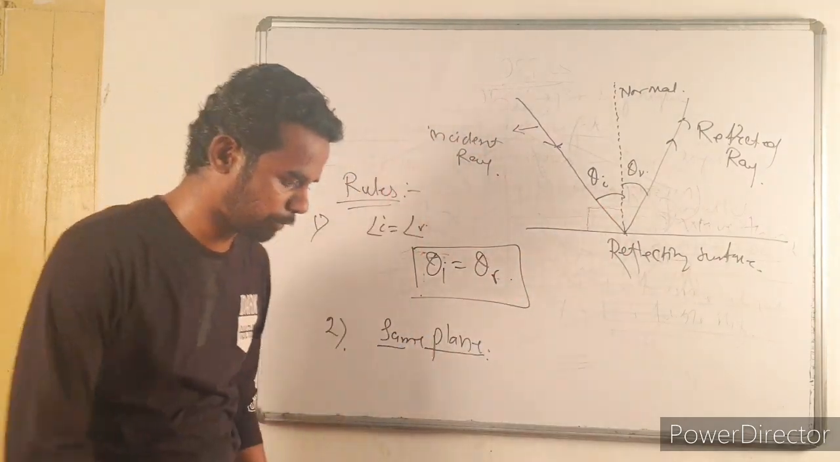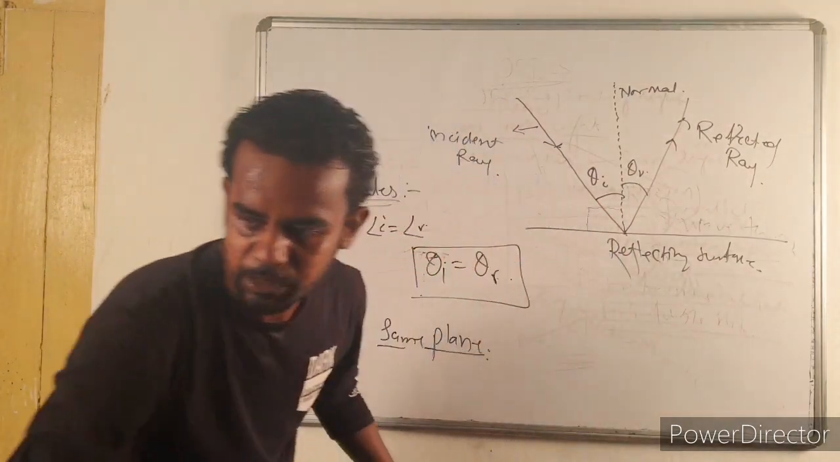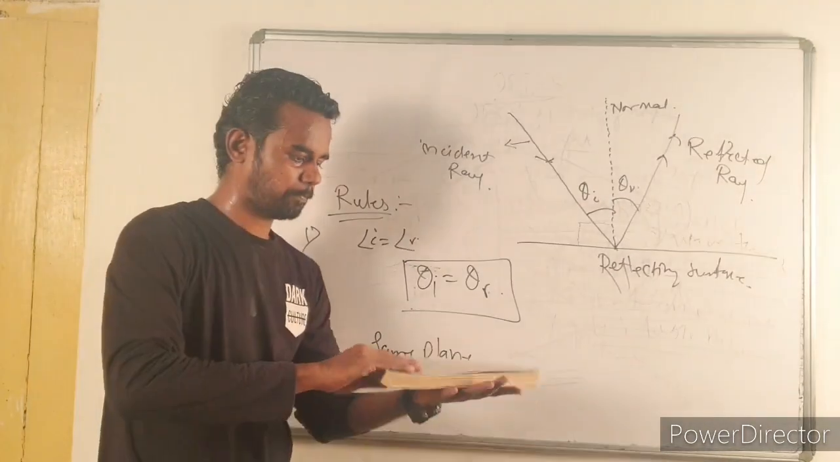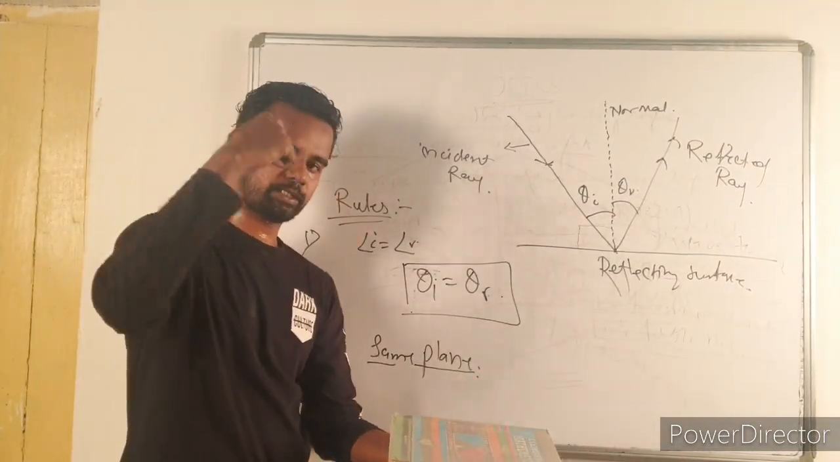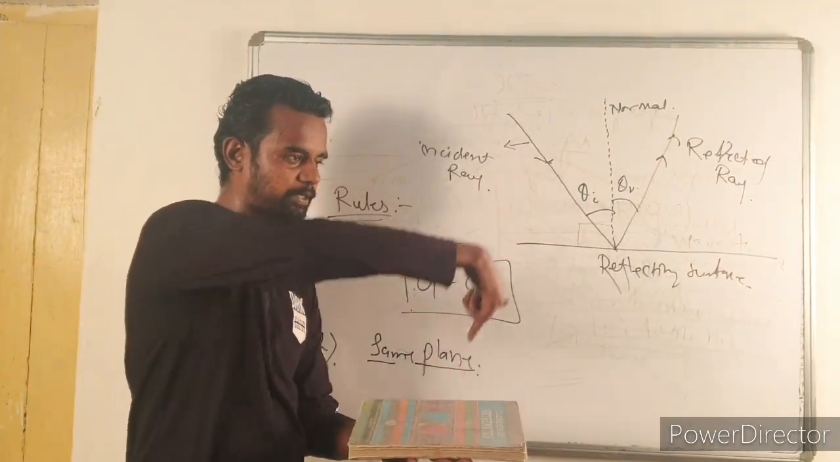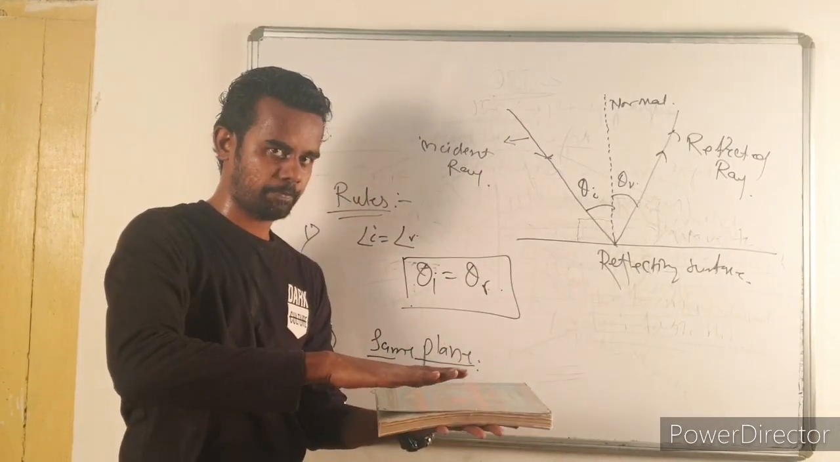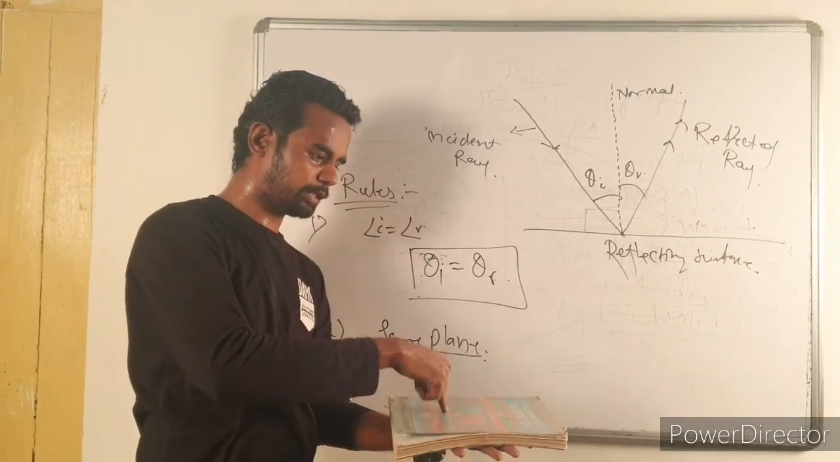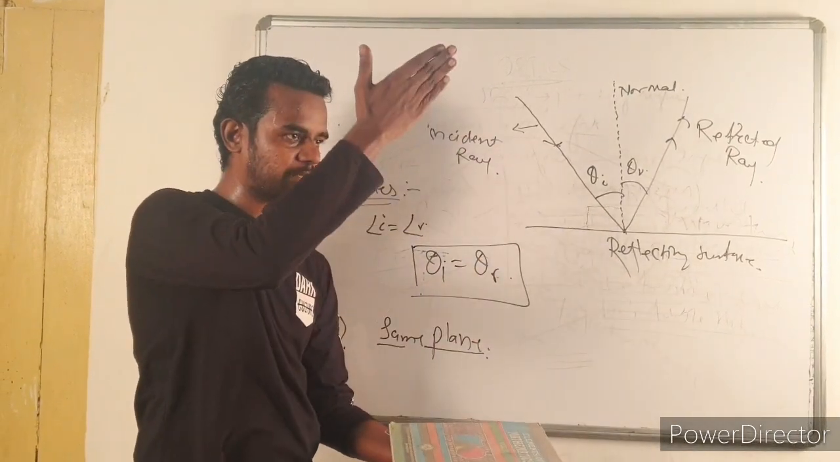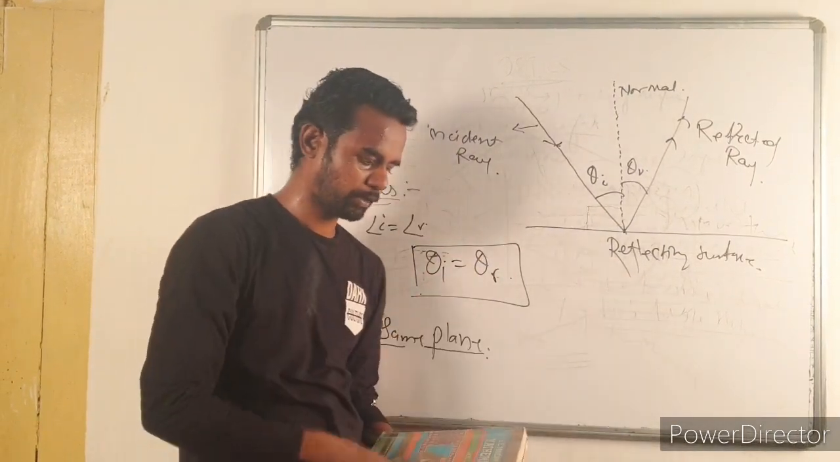The rule 2 same plane says that the incident ray, normal ray and reflected ray have a separate plane. Now suppose this one is the reflecting plane, and this one is the incident, normal and the reflected ray. We are talking about this plane, not this plane. Alright. So the incident ray, normal and the reflected ray lie in the same plane, this plane. Okay, not the reflecting plane.